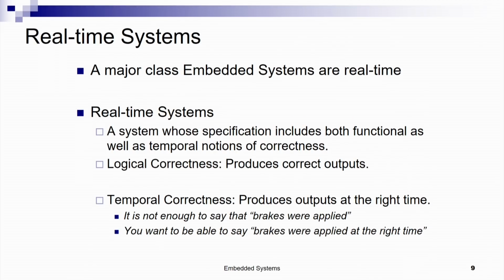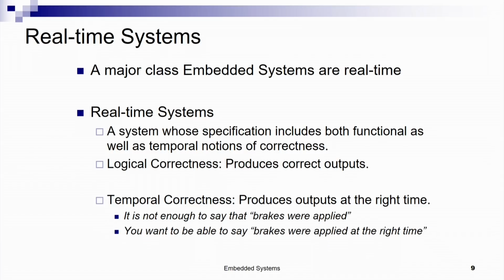A major class of embedded systems are real time in nature. So, what are real time systems? They are systems whose specification includes two notions of correctness. It has to be functionally correct, that means it should provide correct outputs, and it has to produce those outputs within time. So, a system whose specification includes both functional as well as temporal notions of correctness. Logical correctness, it produces correct outputs, and temporal correctness, it produces outputs at the right time.